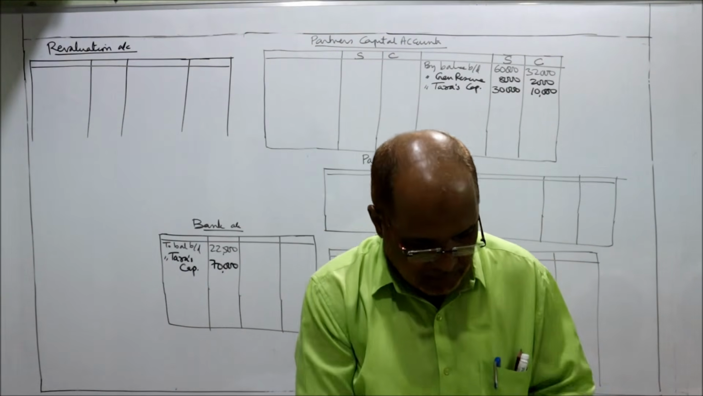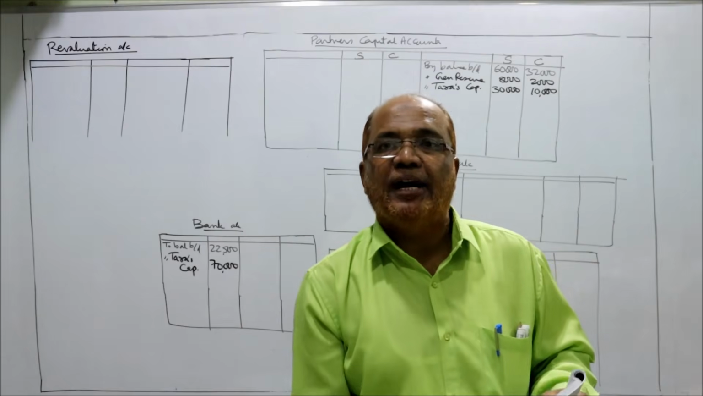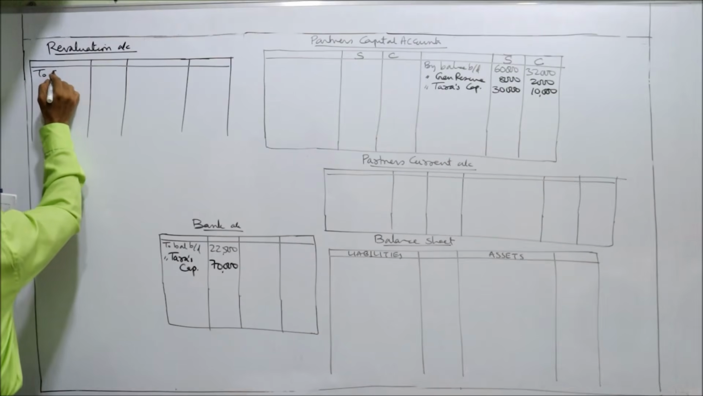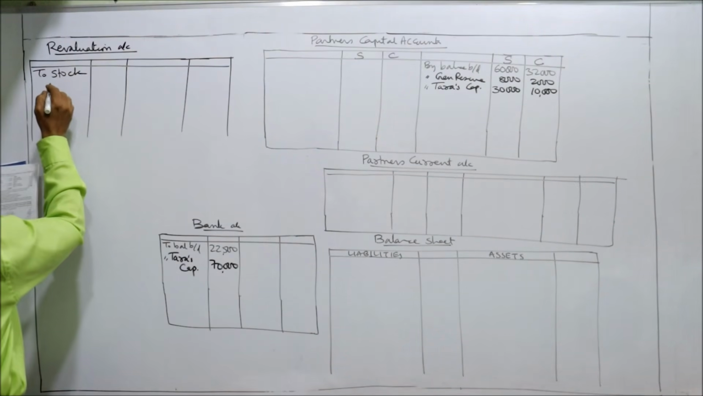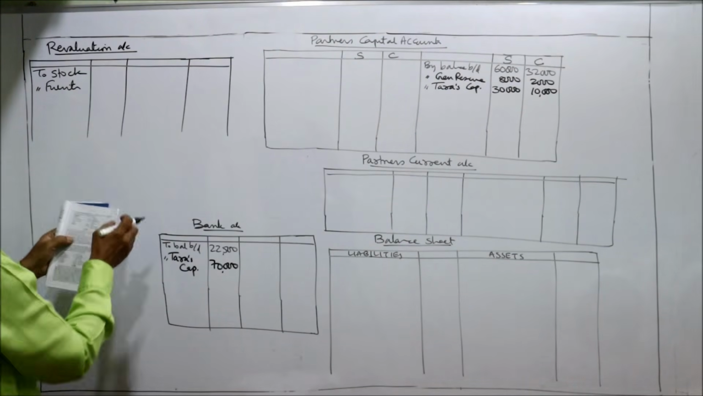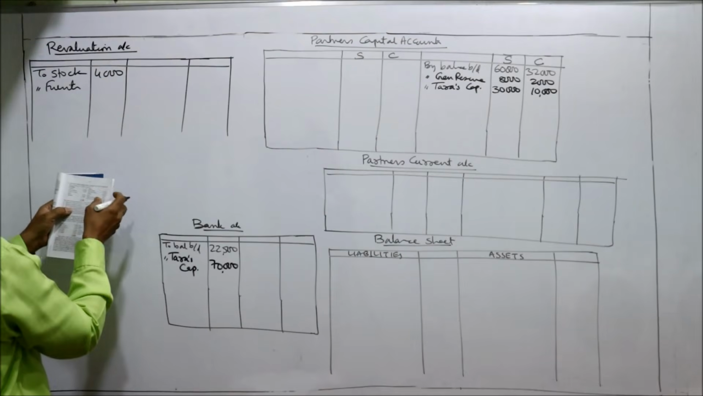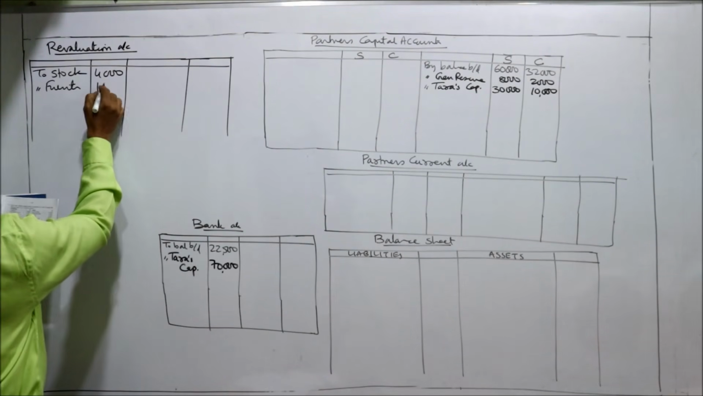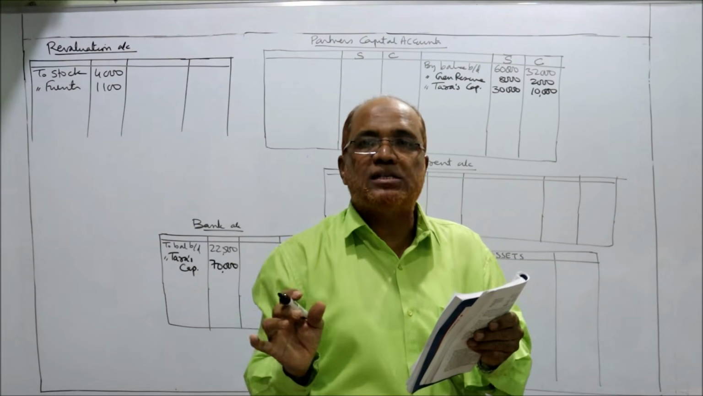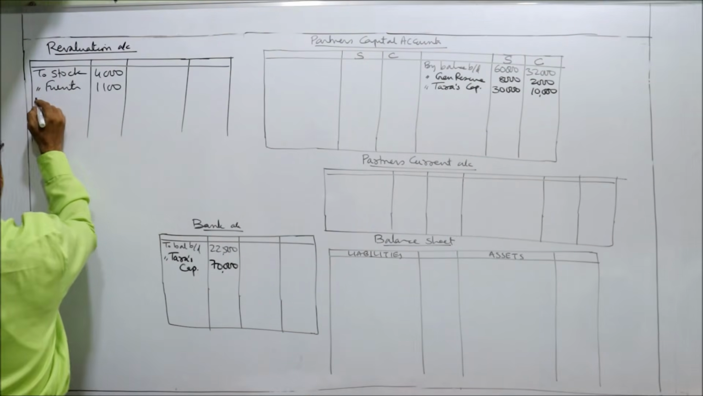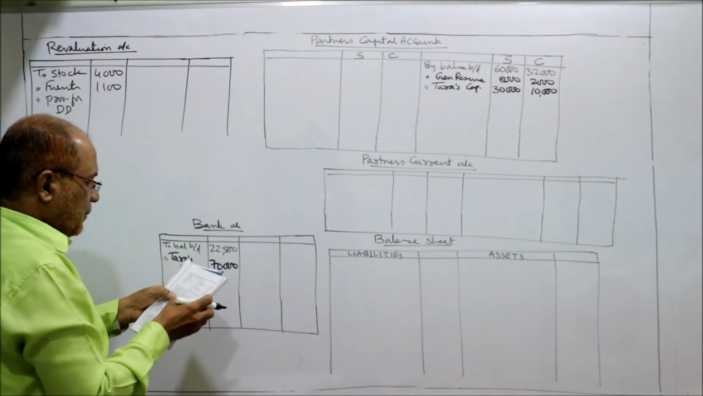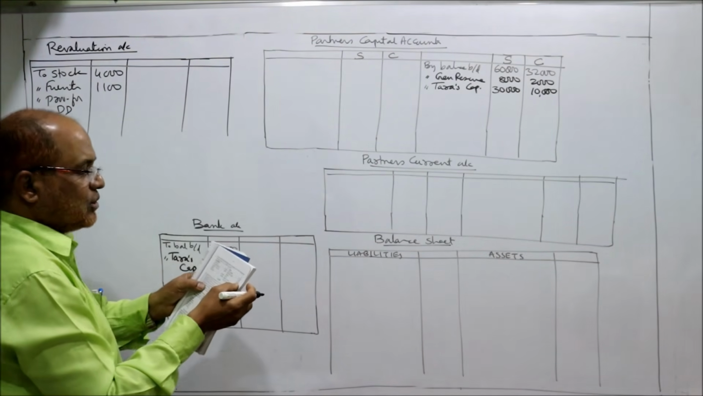Now, see, the stock and furniture be reduced by 10%. So entry will be revaluation account debtor to stock, then to furniture. So 10% of stock is 4,000 and 10% of furniture is 1,100. So we have taken stock. A 5% provision for doubtful debts be created. So revaluation account debtor to provision for doubtful debts. So 5% of 16,000 is 800.